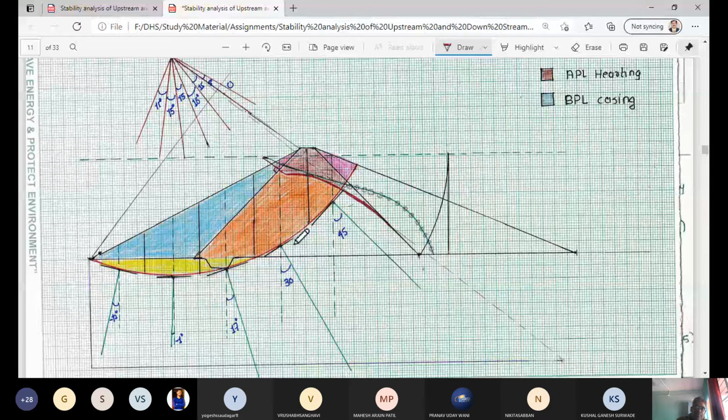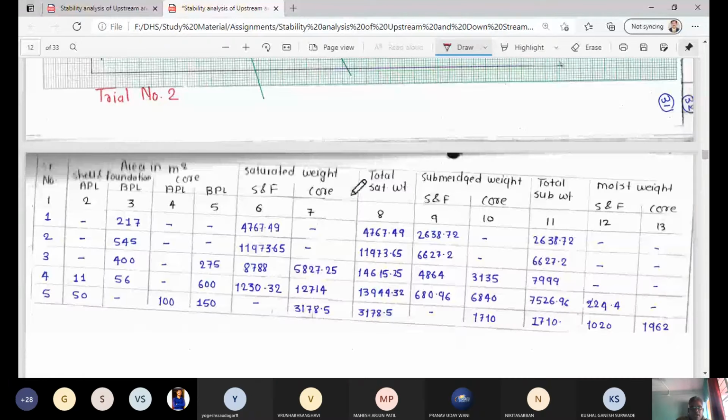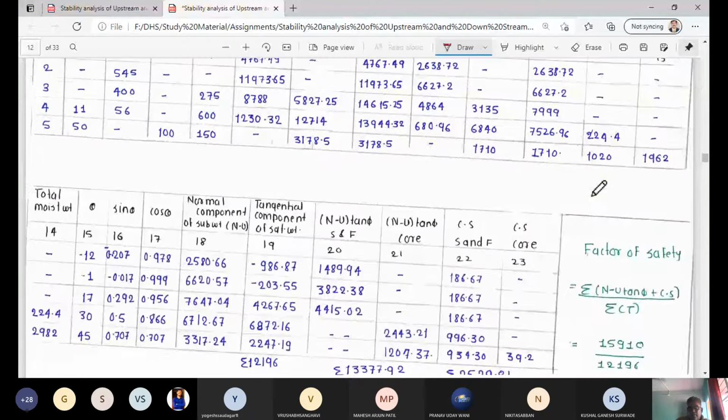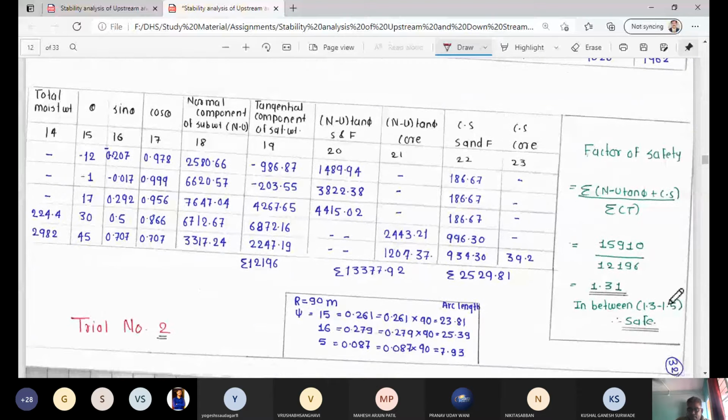You divide the whole section of the dam into a number of parts and find out the weight of each slice. It may lie in the casing part, or in the central impervious core part. Do the calculation again and find out the factor of safety. In this trial, you again find out the area, sine component, normal component, and tangential component, and finally you get this answer.